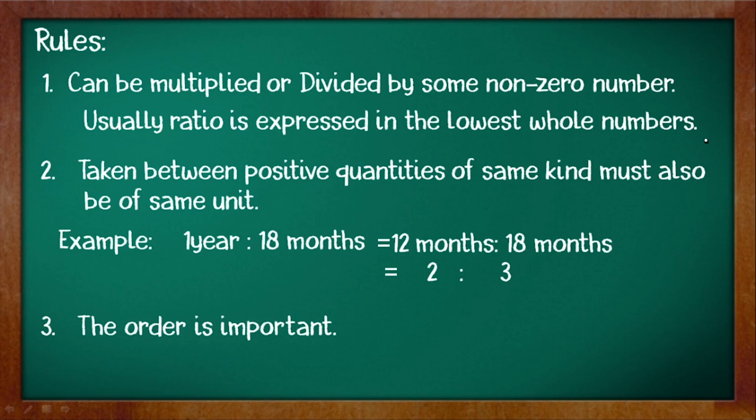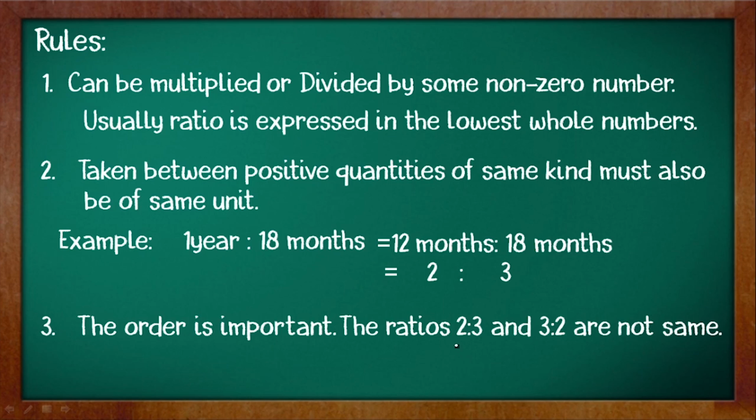Next, the order is very important. Okay, the ratios like 2:3 and 3:2 are not the same. You cannot interchange just like that and say that they are the same, because we have 2 and 3 there. The orders are very important and they are not the same. So order is important here.